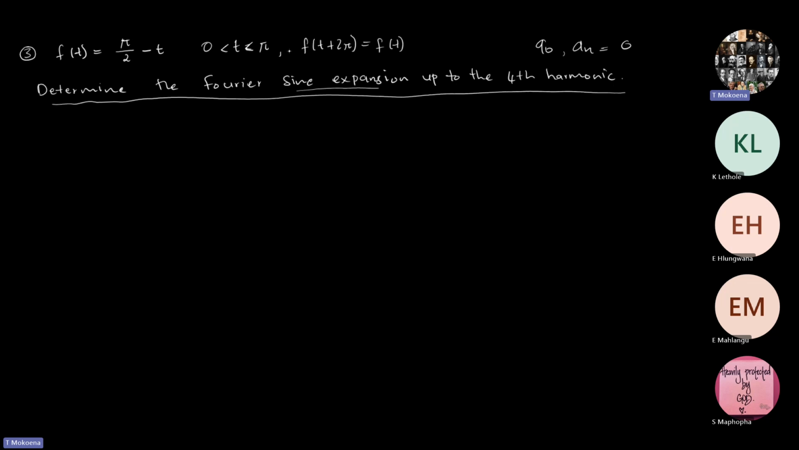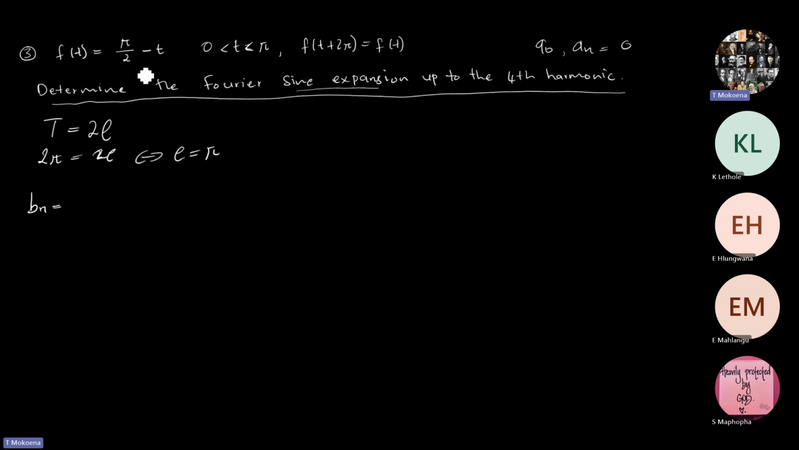We use the period. By looking at this, T is equal to 2L, and our period here is going to be 2 pi. So 2 pi is equal to 2L, and therefore our L here will be pi. Now, let us determine b sub n.